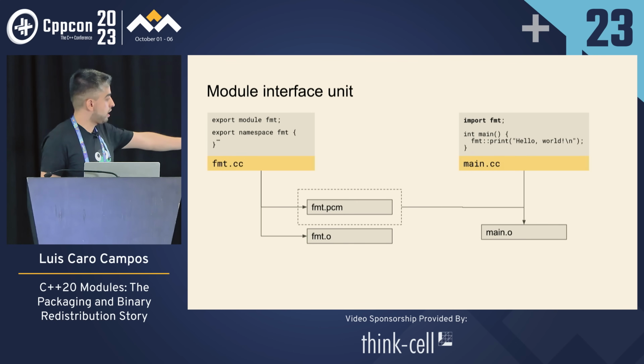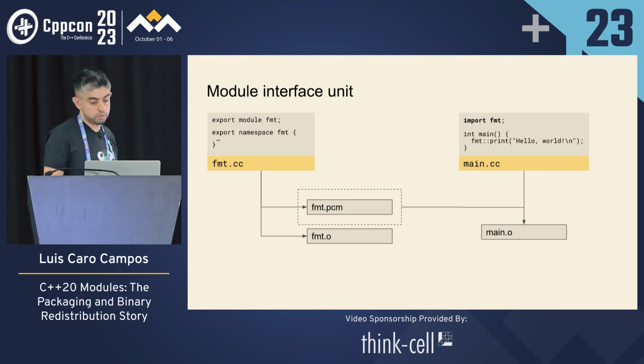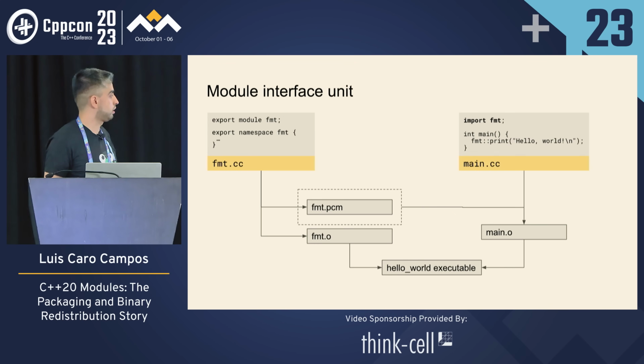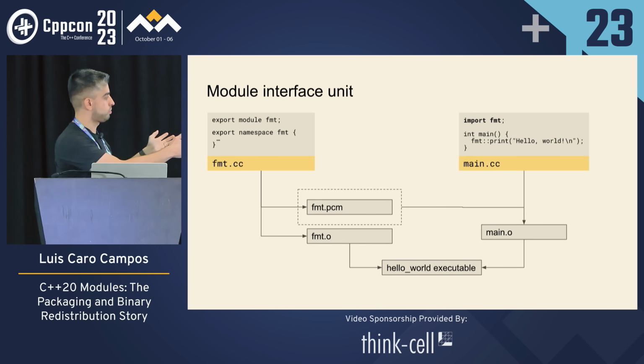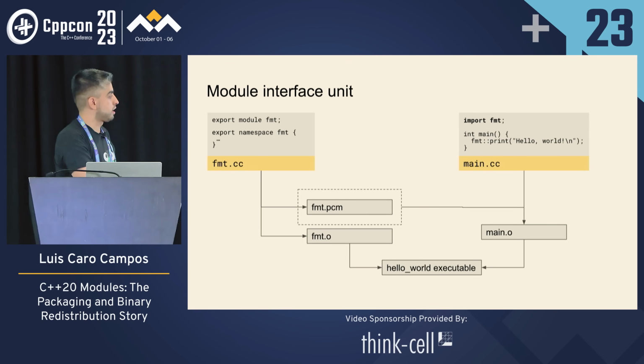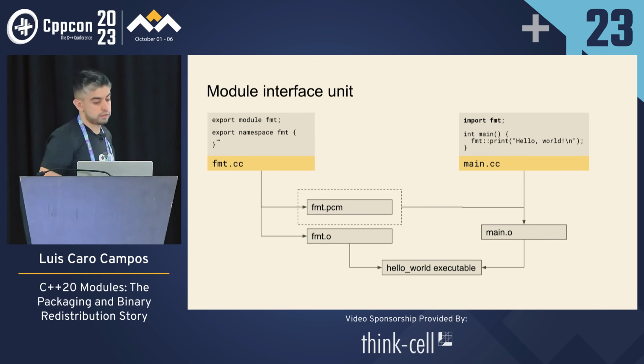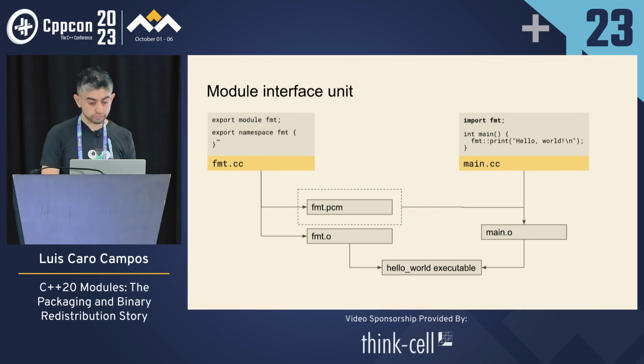As I mentioned before, you can include fmt.o into its own library, or you can choose to link it directly. As before, you now have two object files, and you can link the executable, and that executable will just print exactly the hello world that we want.